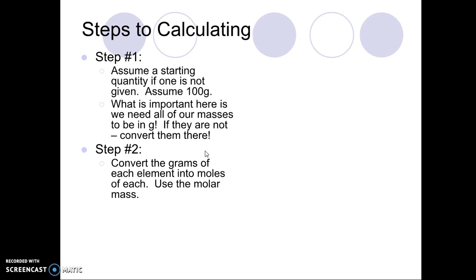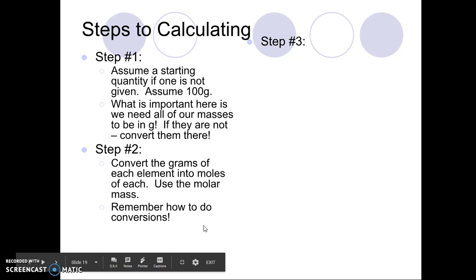So step number 2, convert the grams of each element into moles of each element, and we're going to use the molar mass. So let's say I had 50 grams of element A and 50 grams of element B. I would use the periodic table to convert those to moles. So remember how to do conversions. This is actually why you learned how to do conversions, because we have to get things to moles.